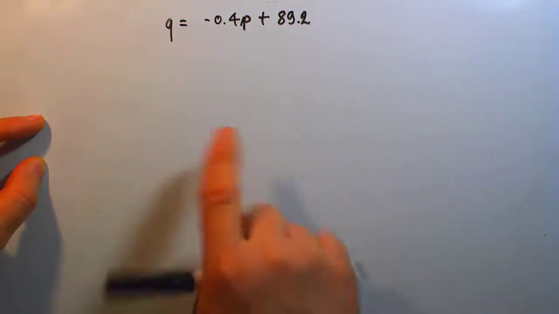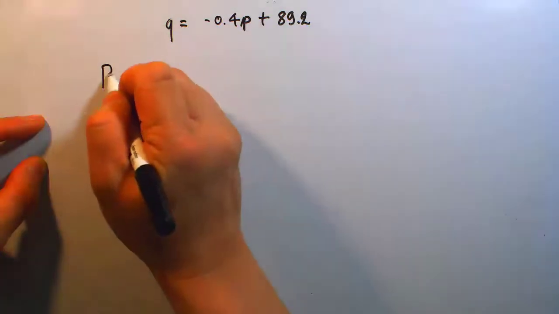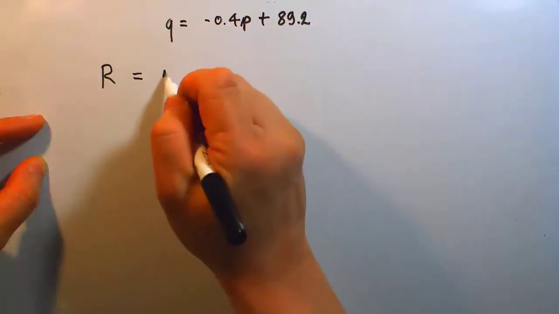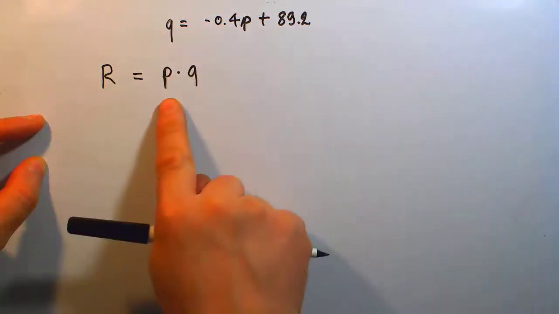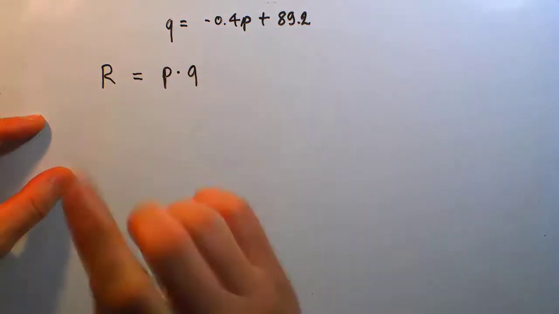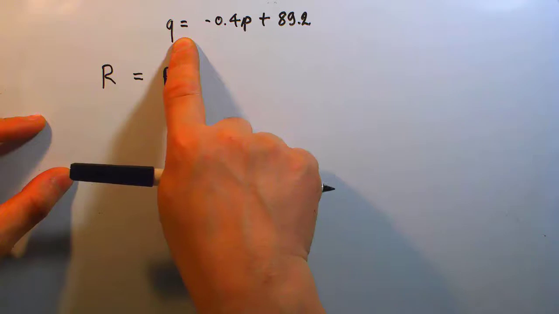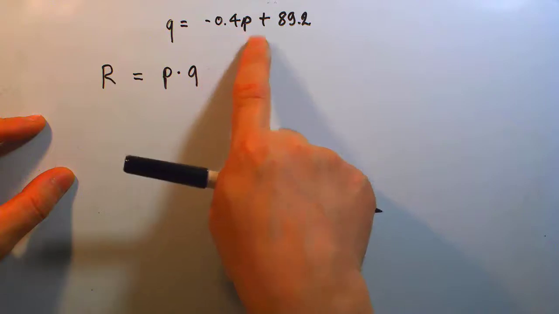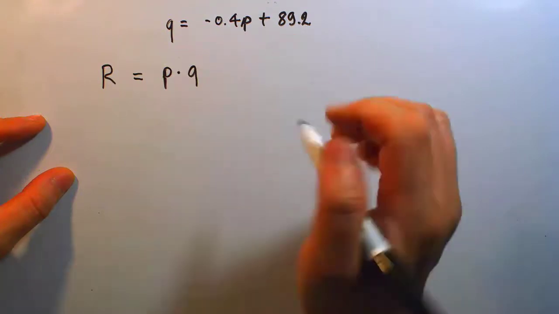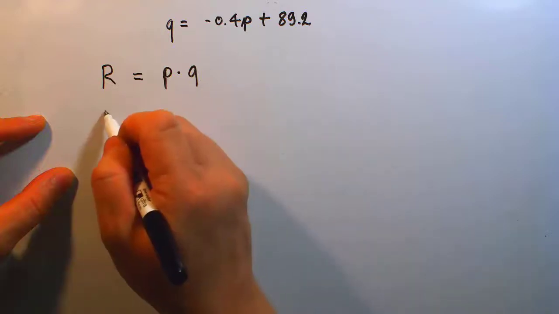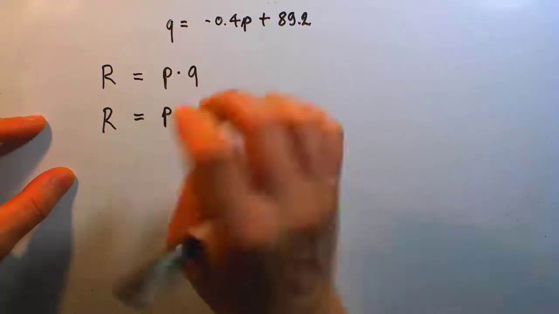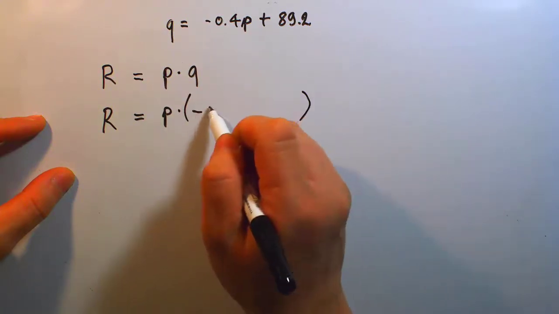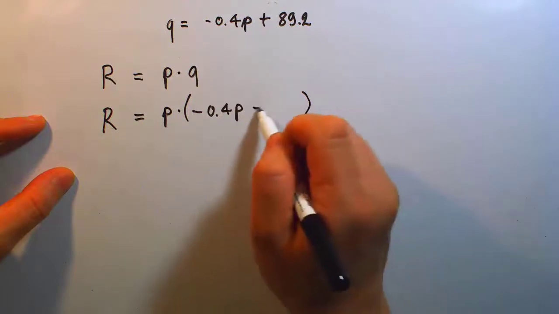And so now, back to revenue, revenue always equals P times Q, price per unit times quantity that you can sell. But now, according to our demand equation, Q can be expressed as a function of P, negative 0.4 P plus 89.2. And so now we can just directly substitute, because P is already here, so I'm keeping it the same, but Q can be substituted by negative 0.4 P plus 89.2.